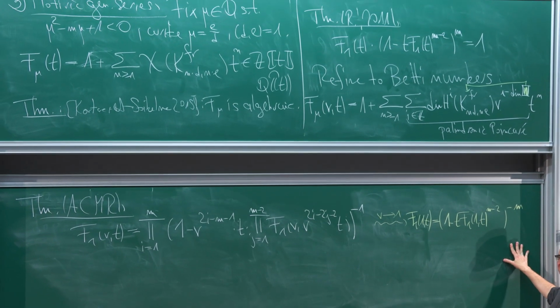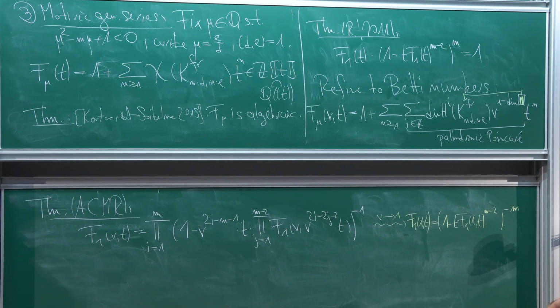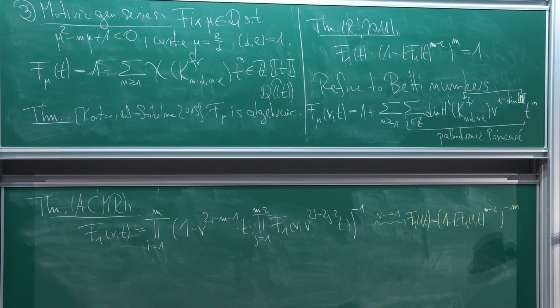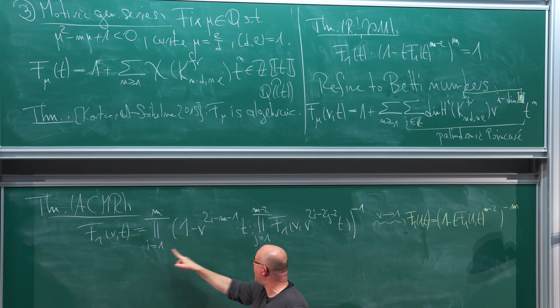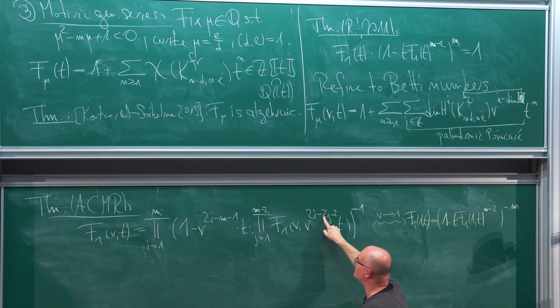Are all the powers of v all odd or all even at the same time, or not necessarily? Yeah, I think so. Yes. The running parameters i and j only appear with the 2s. Yes, exactly. So all motives are pure.